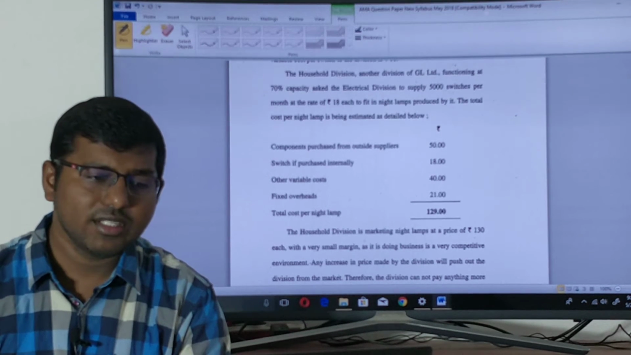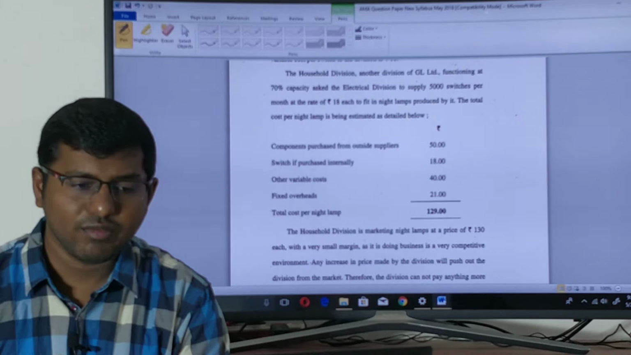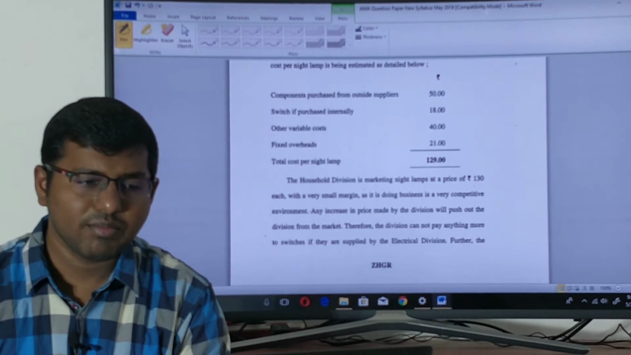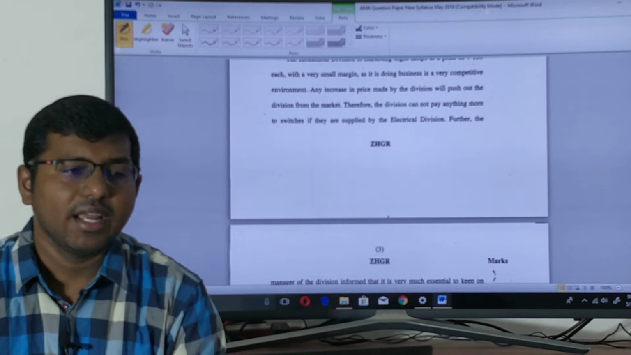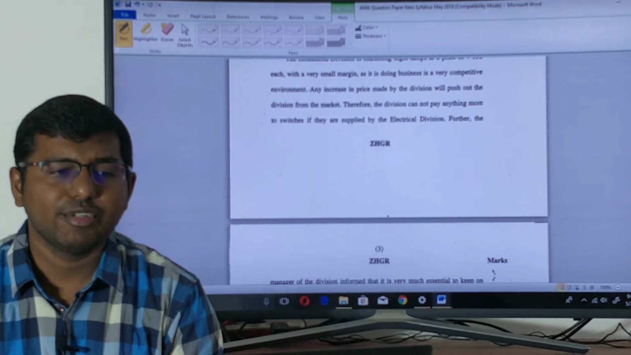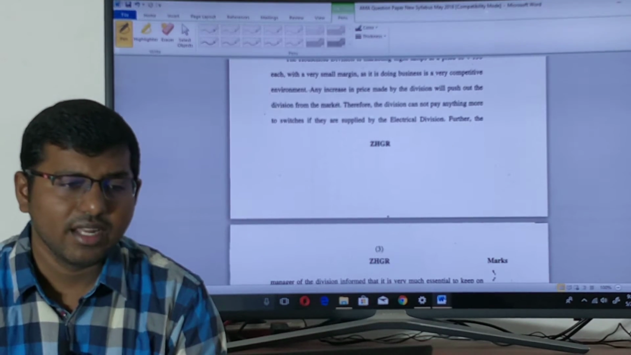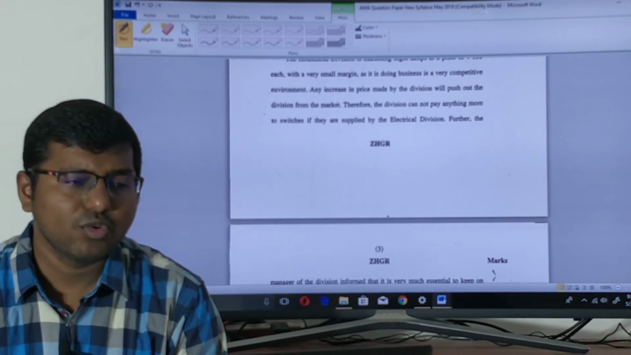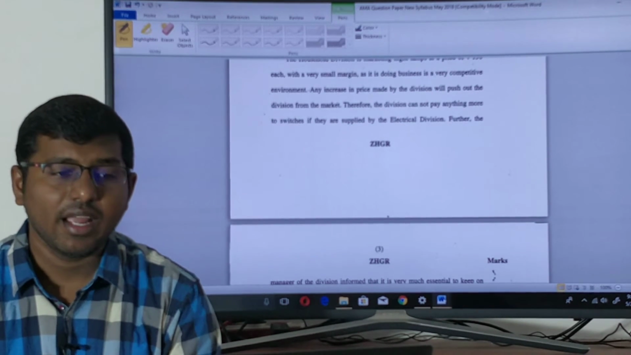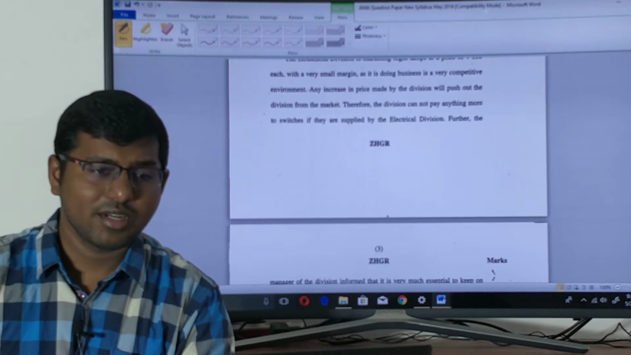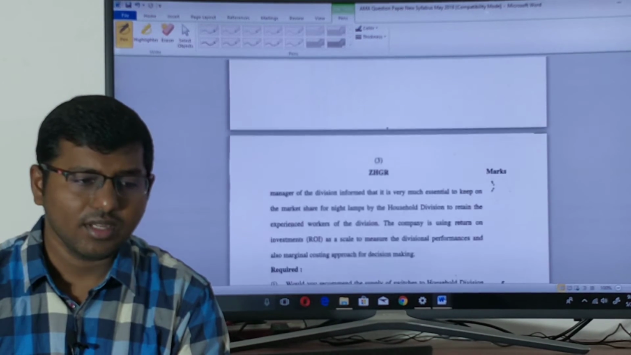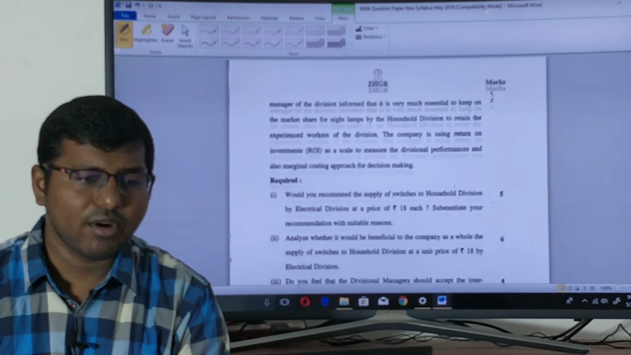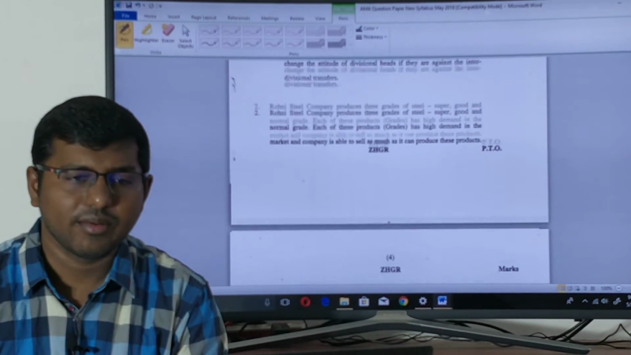The household division is marketing night lamps at a price of 130 each with a very small margin, and it is doing business in a very competitive environment. Any increase in price by the division will push it out of the market. Therefore, the division cannot pay anything more for switches if they are supplied by the electrical division. Very bad, almost they are earning 1 rupee. Further, the manager of the division informed that it is very much essential.